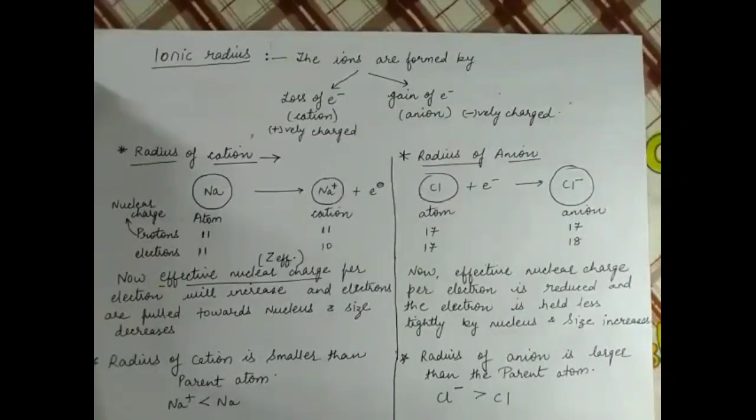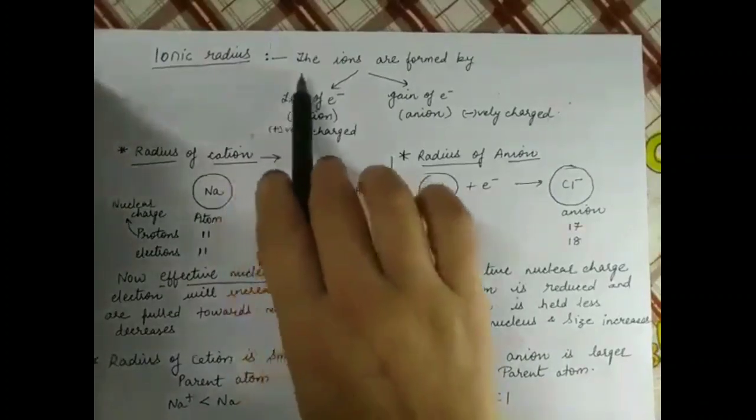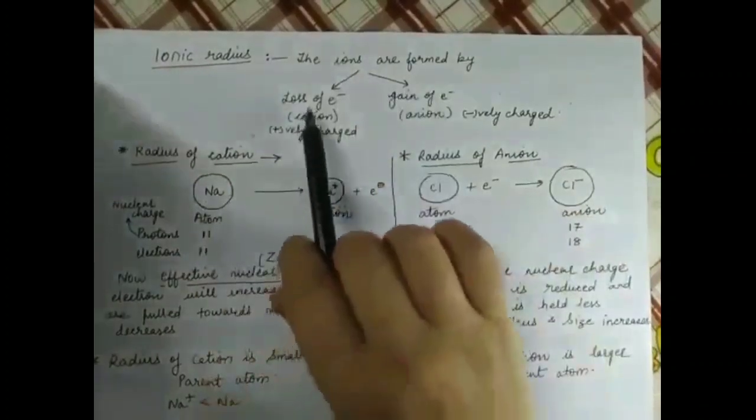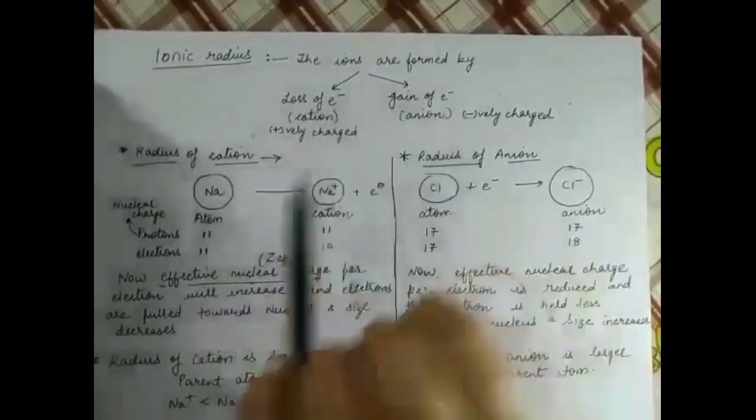Good morning dear students. In the last class we discussed the meaning of atomic size, types of atomic radii, and the variation in atomic size in period and group. Now today let's discuss ionic radius, that is what happens to the size of an atom when it changes to an ion. Now the ions are formed by loss of electron and gain of electron.